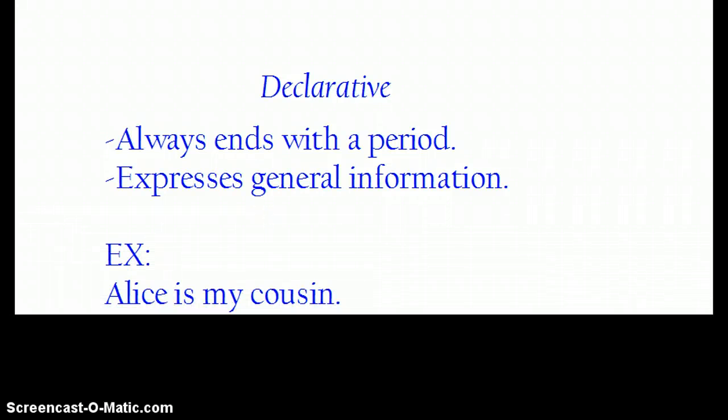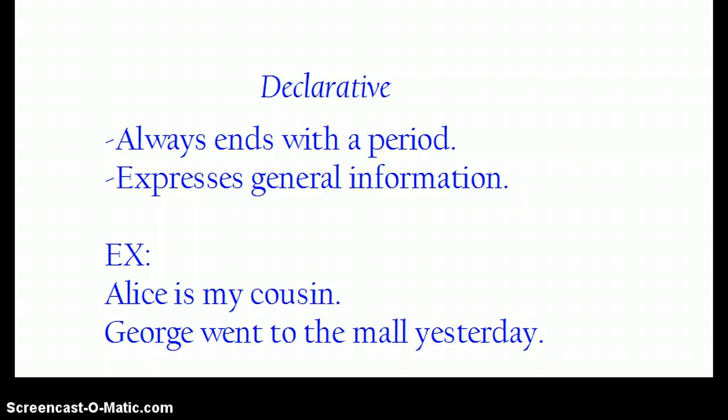So a couple of examples: Alice is my cousin. You are making a declaration that Alice is your cousin. George went to the mall yesterday. You're just giving information. So as you can see, this is probably the most common type of sentence in our language, because most sentences we read give information out. So those are declarative sentences. They always end with a period, and they always just express general information or ideas.